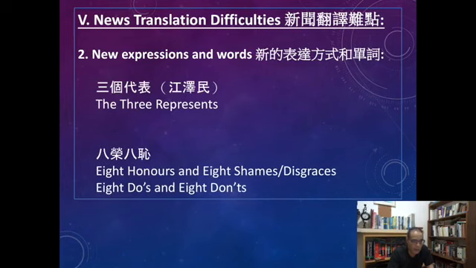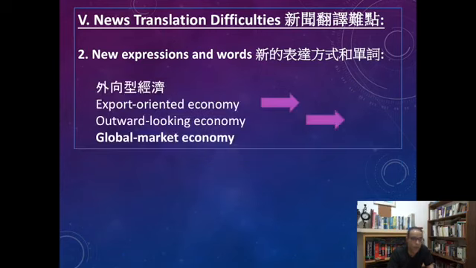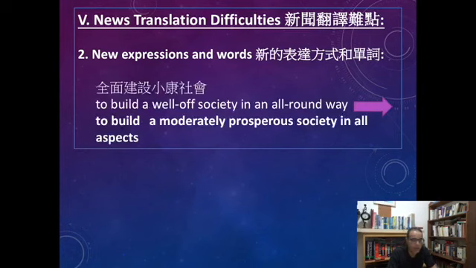Another expression, 外向型经济. At the beginning it was translated as export-oriented economy, then outward-looking economy. Nowadays it's translated as global market economy. The final expression, and we end our class here, 全面建设小康社会. This is how it was translated at the beginning: to build a well-off society in an all-round way. Later on it was translated as to build a moderately prosperous society in all aspects.